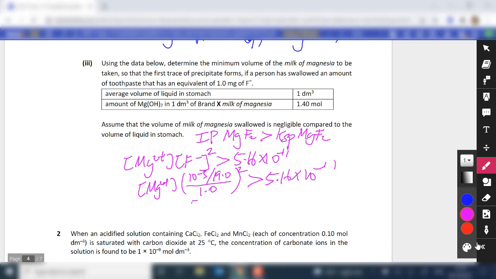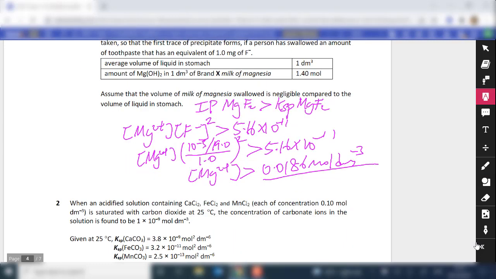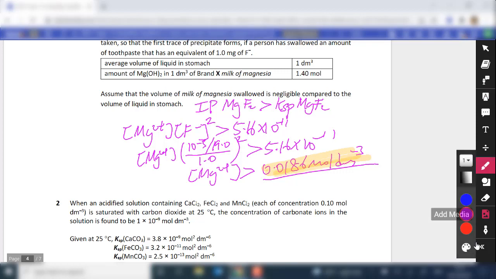Okay, so in this case, when you calculate the concentration of Mg2+, it will be greater than, if you punch a calculator quickly, you should be able to get 0.0186 moles per dm cube. So from here, if you take the fact that the concentration of Mg2+ needed is greater than 0.0186 moles per dm cube, if you take just this as the benchmark, and since you are told that the amount of magnesium hydroxide in 1 dm cube of brand X is 1.40 moles.